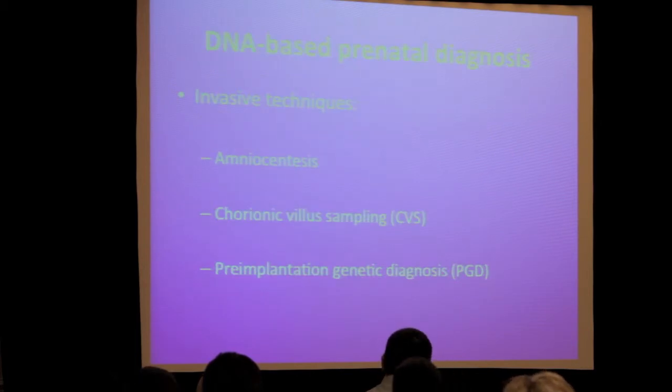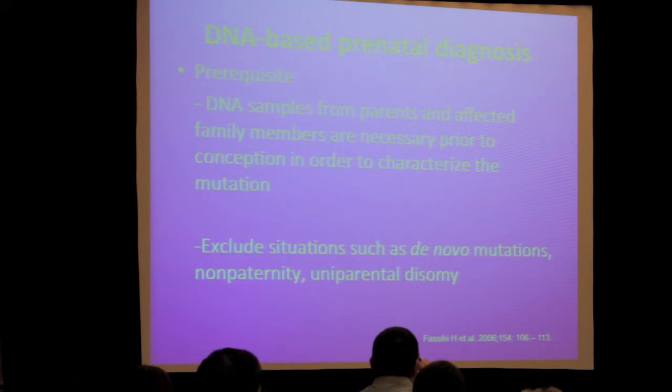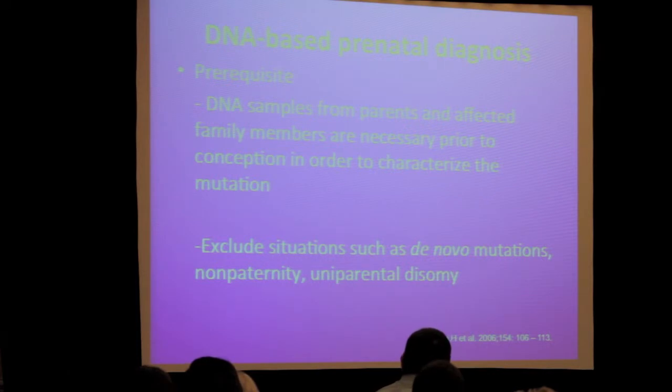And the techniques are amniocentesis, chorionic villus sampling, and preimplantation genetic diagnosis, which we heard a little bit about last night. But before I go into the techniques, I just want to say that there is a prerequisite for prenatal diagnosis, and that is before conception occurs, it's really important to have the gene characterized by DNA sequencing. So one way to do this is after the birth of an affected child, after your immunomapping, it's probably a good idea to send for DNA sequencing at that time.